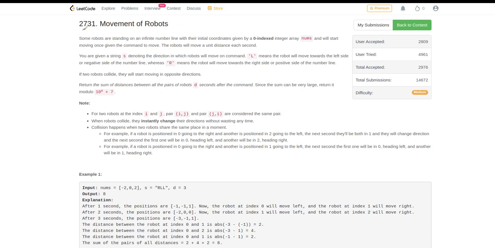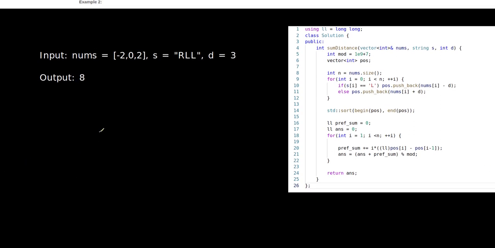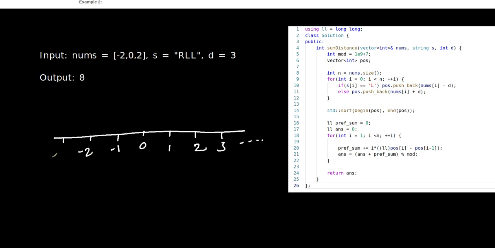Hi, this is Leetcode question, movement of robots. This is the third question of biweekly contest number 106. In this example, initially we have this line of coordinates 0, 1, 2, 3 to infinity, -1, -2, -3.